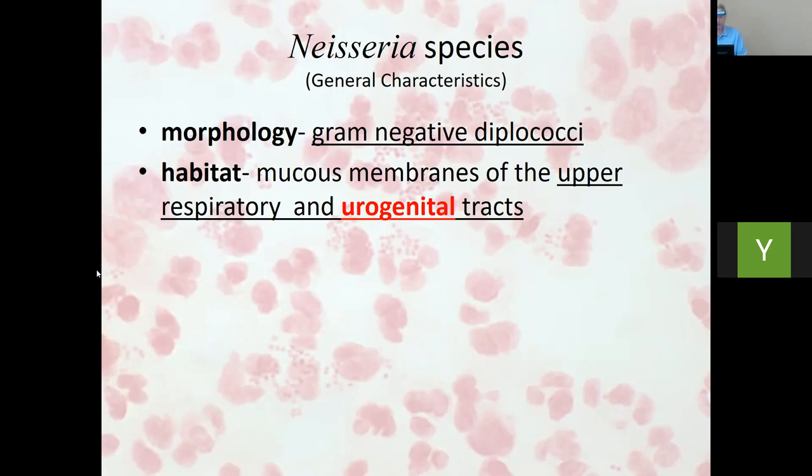Morphology: gram-negative diplococci. The habitat of Neisseria is mucous membranes and the upper respiratory or urogenital tracts. They can be spread. Neisseria meningitidis can be spread with respiratory droplets, and then we have Neisseria gonorrhoeae, spread through the urogenital tract, so sexually transmitted.